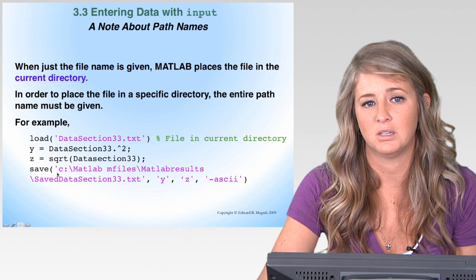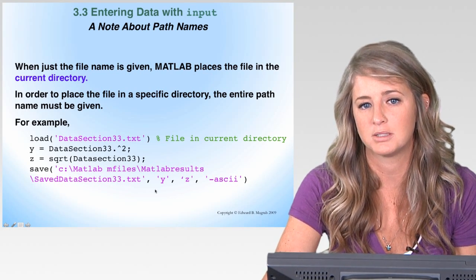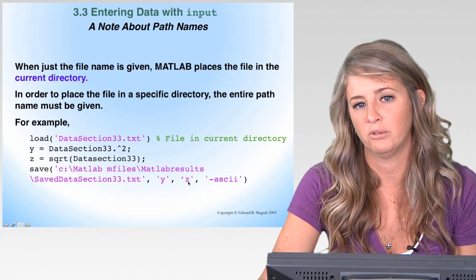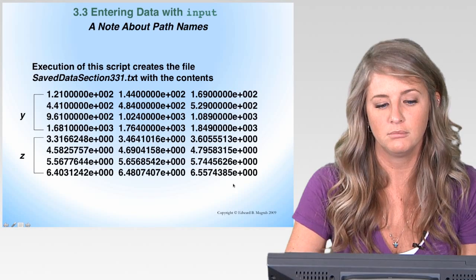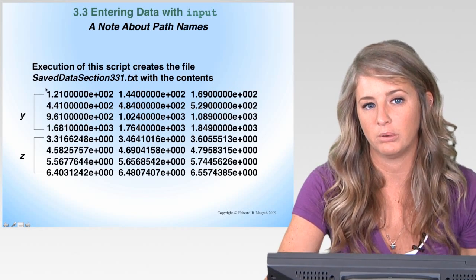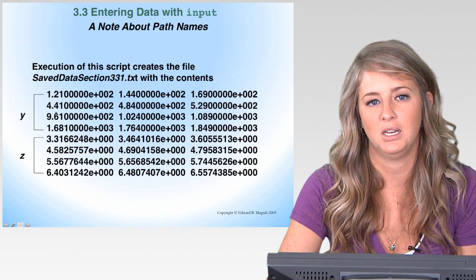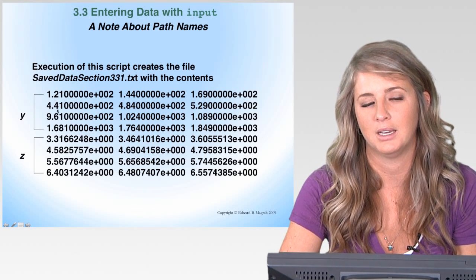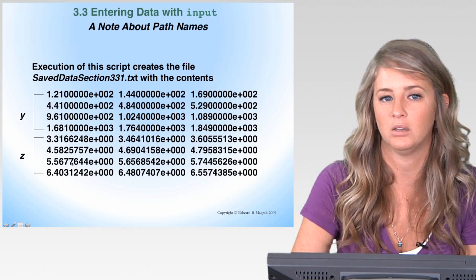So you have to specifically identify the path for MATLAB first, then you specify your variables, again, your ASCII format, and when it saves that saved data section 331, we now have this larger matrix that contains the values for y and z. So these were the squared values, these were the square rooted values.